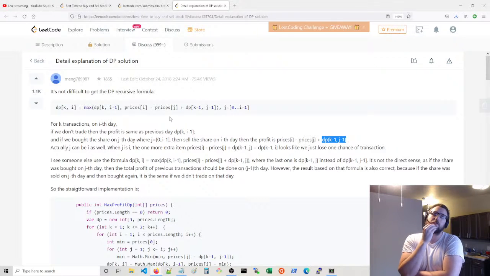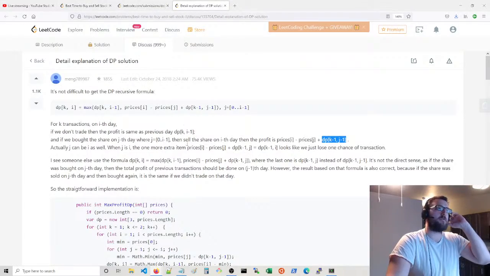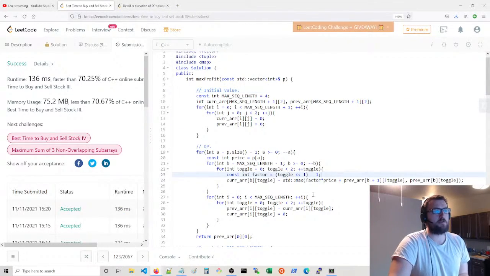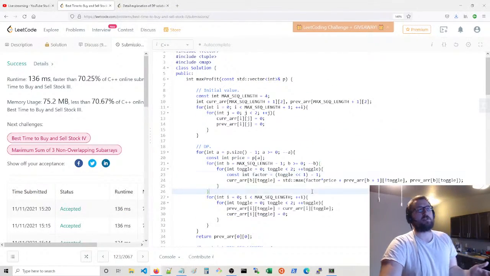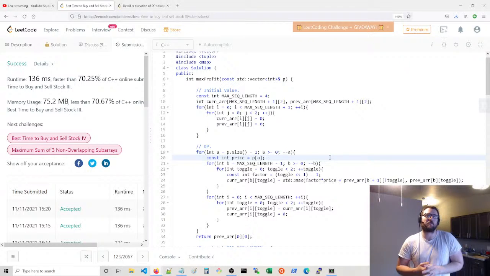That's interesting. I didn't really think about doing it that way. I forgot what I even used for my DP. I think my DP was even simpler than that. This is really clever, I would say, but mine was pretty straightforward. My DP was using sequences.